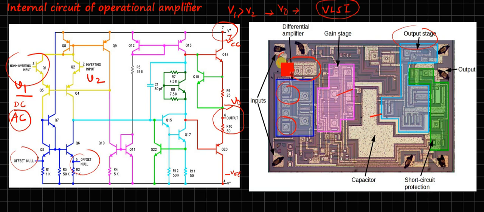This is a kind of capacitor. You will study how it is manufactured, and the different stages of manufacturing the IC, in the VLSI subject. This is the output stage and this is the output, and short circuit protection is an additional circuit so that the IC will not be damaged by input variations or wrong connections. This is the internal view of the IC. We use a symbol, but what is inside the IC is a very big circuit. Remember this.